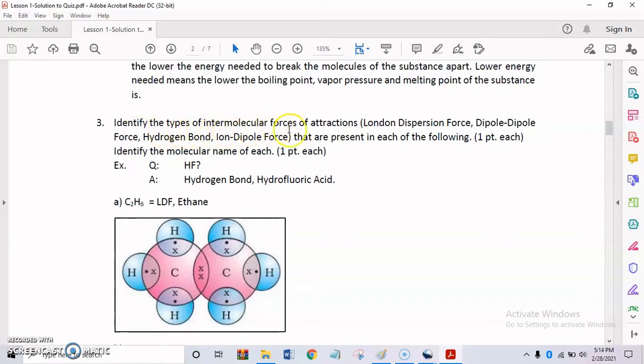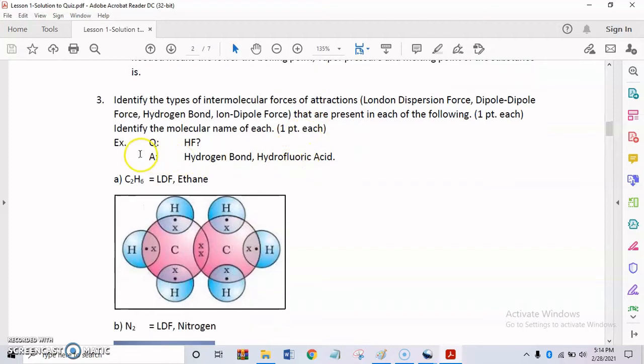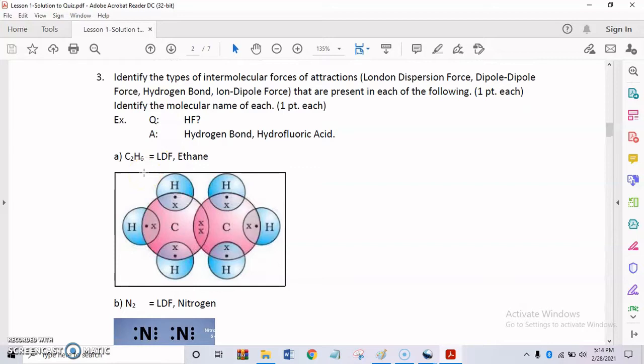Identify the types of intermolecular forces of attraction, may it be London dispersion force, dipole-dipole force, hydrogen bond, ion-dipole force, that are present in each of the following. And another question is identify the molecular name of each. So, eto, nagbigay ako ng example and then most of you ay tama. And then may iba na sinagot yung anong ibig sabihin ng LDF, DDF, HB, and ion-dipole force. Tapos sinabi lang kung anong molecular name ng mga molecules. So, I'm a bit disappointed kasi nagbigay na ako ng example on how you will do it. So, next time, really, you need to understand the question. So, let's proceed. 1 point each.